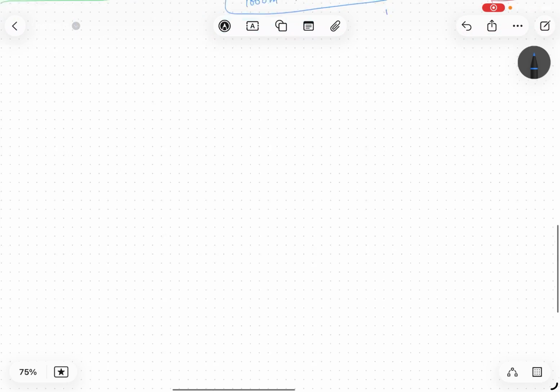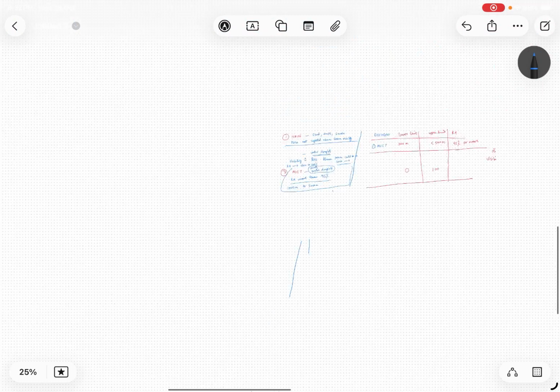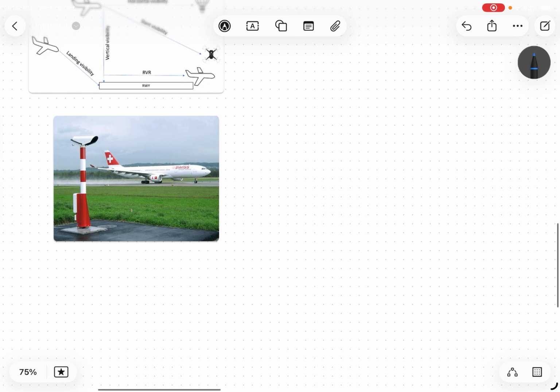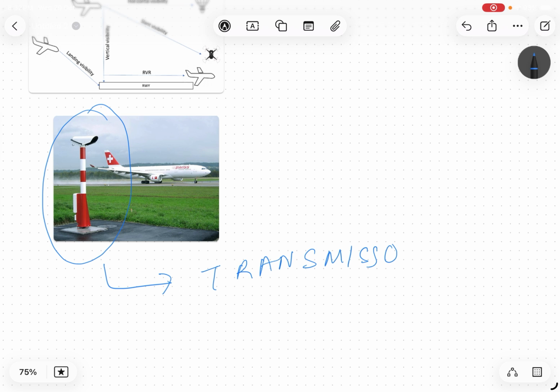Now when we talk about a visibility, there's one more thing that we would talk about. One is what measures visibility. This is the instrument. This instrument measures. So this is known as, you could search it, transmissometer.